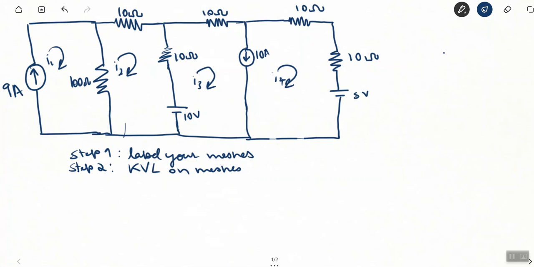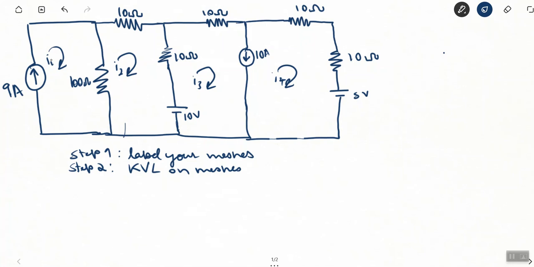This just means that if there's a voltage source and there's a resistor, we know that the voltage source creates some amount of voltage and the resistor must drop that voltage. That's why the sum of the voltages is 0. Alright, so let's start with loop 1.